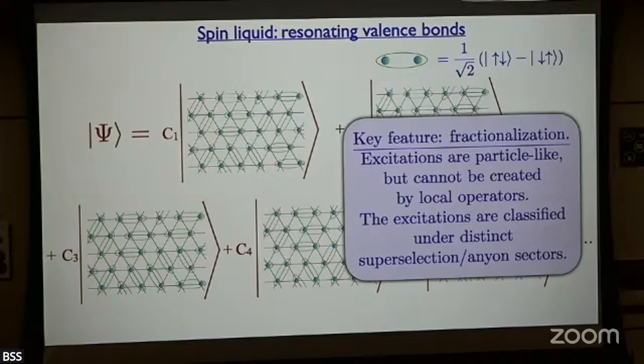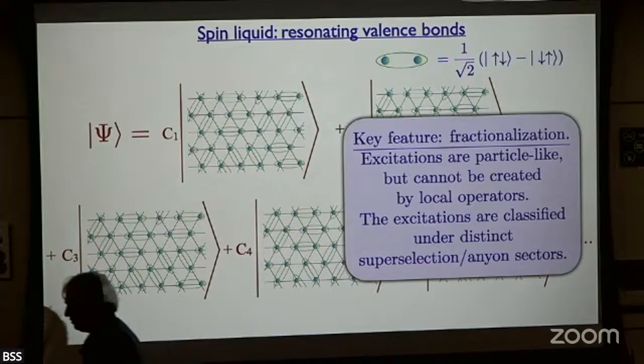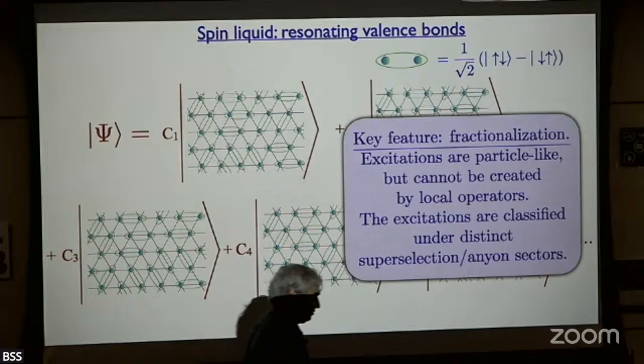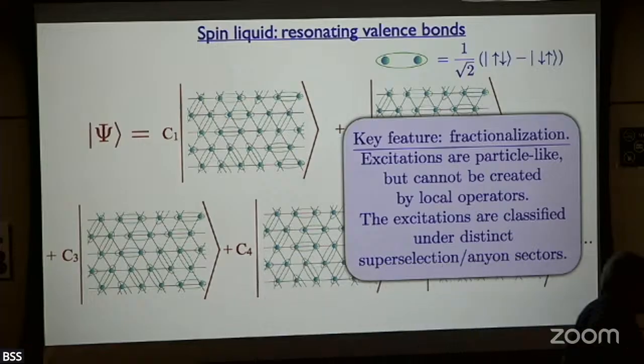That's the key thing. So if you take any state you've dealt with before, BCS, Fermi liquid, magnet, anything, that is not the case. What's special about this case is that a non-local operator is required to create a local excitation. So you can then divide up the whole spectrum into what are called superselection or anyon sectors. And within a sector, you can go from any state to any other state by local operations. So all those states are, as far as the mathematicians are concerned, the same.